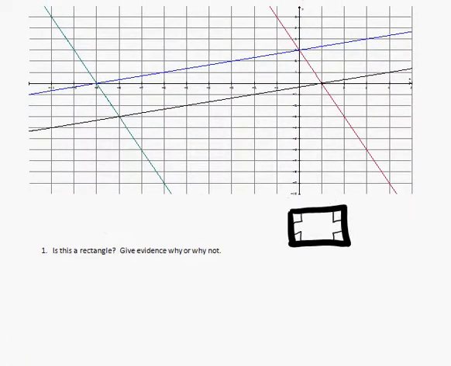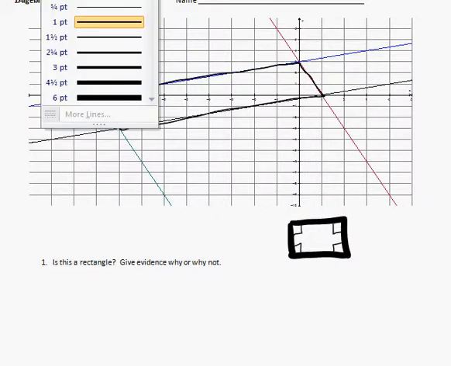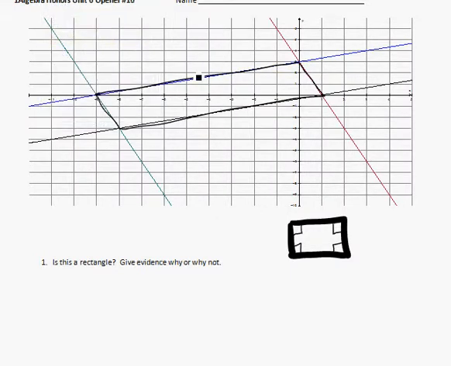So, in order to determine if this figure here is a rectangle, we need to decide if the sides are parallel and congruent, and if the angles are right angles.